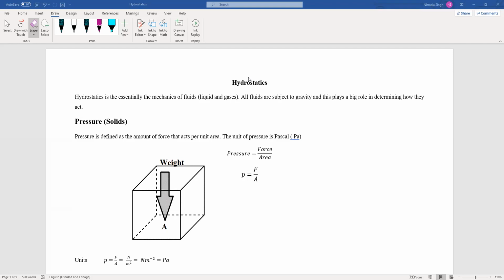Hydrostatics is essentially the mechanics of fluids. When we talk about fluids, we're not just talking about liquids. All right, we're going to talk about.